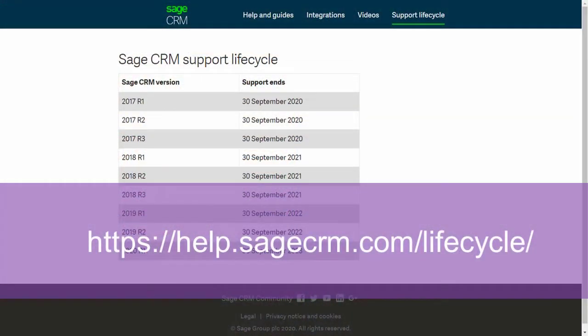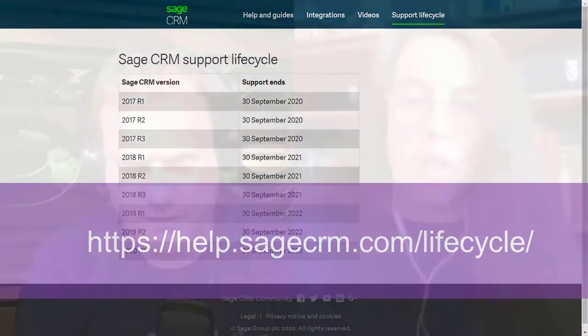We used 2018 R1 as the earliest version, because 2017 R1, R2, and R3 will be out of support at the end of September this year. So we didn't patch those versions.